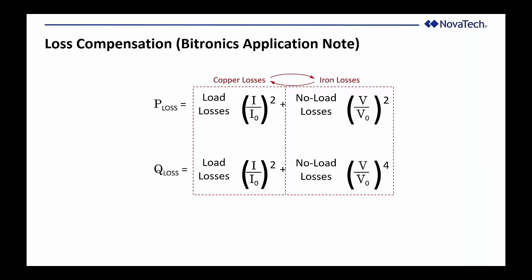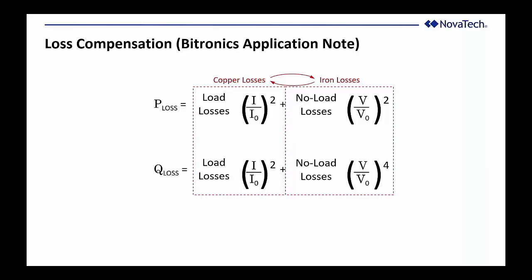And the VAR losses equals the load VAR losses times the same factor, the measured current over the maximum rated current squared, plus the iron losses, which are the calculated value from the Pythagorean theorem, times the fraction of the voltage relative to the rated voltage squared twice. So it's squared and then it's squared again, an exponent of 4.